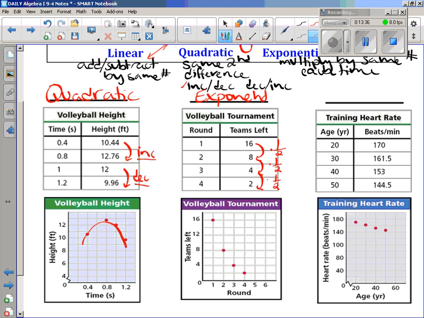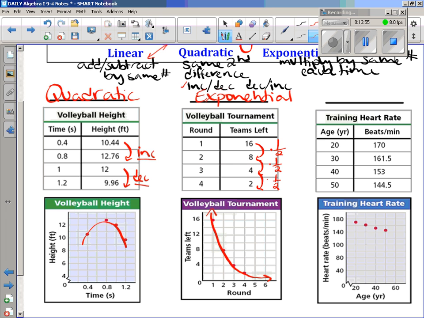So this must be exponential. And if I look at the picture, I do have kind of a J shape, where this really wouldn't be a J, but I've got a flattened tail and then a part of the graph that's pointing upward. So let's look at the next one.